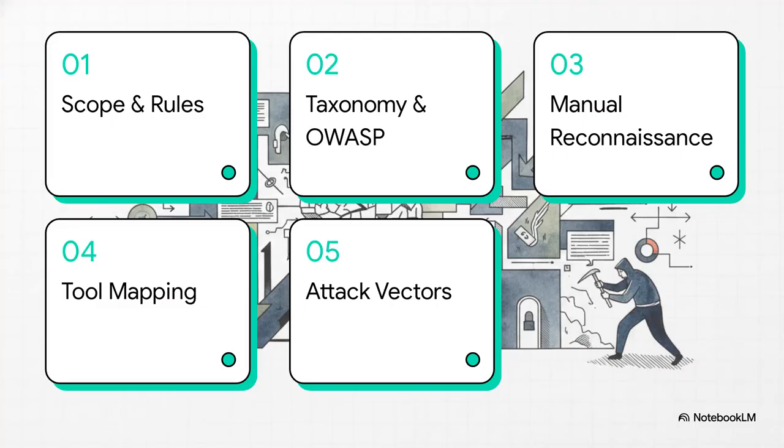All right, so here is our exact mission playbook for today's briefing. 1. Rules of engagement and scope. 2. Gen AI taxonomy and OWASP. 3. Manual reconnaissance. 4. Tool mapping and lateral movement. And finally, 5. Exploiting attack vectors.